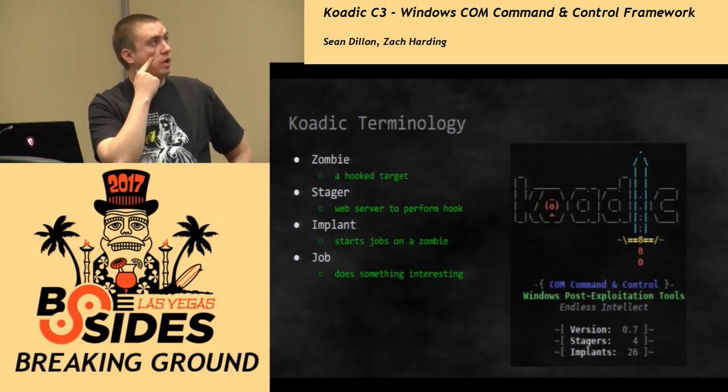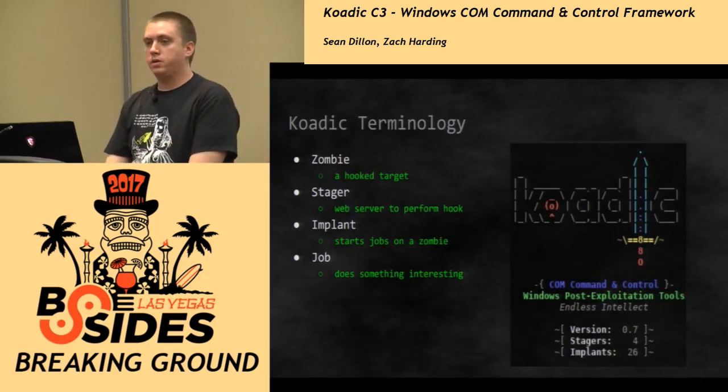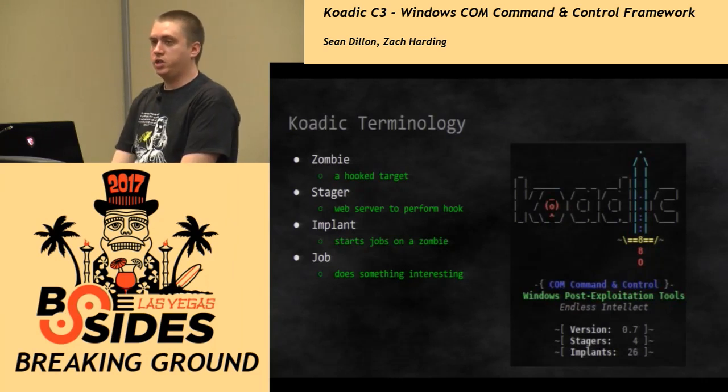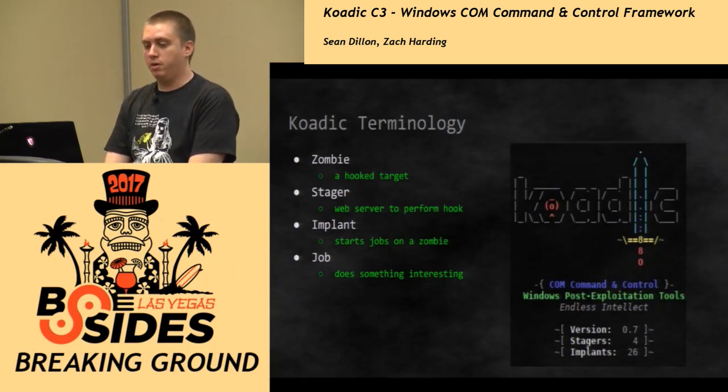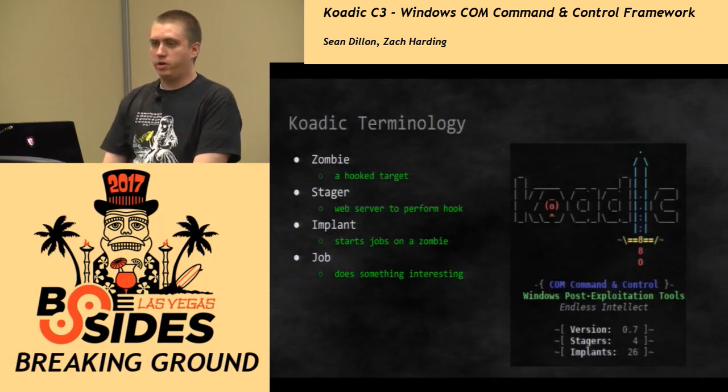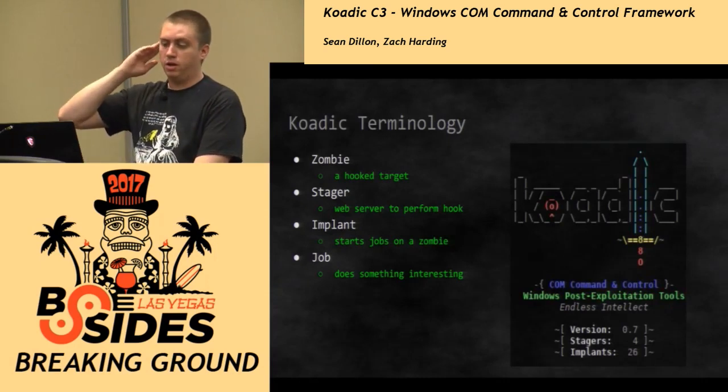I'll just talk about some of the Koadic terminology before we get into the architecture of it. So a zombie is what we are calling an agent or a session, as it would be called in Metasploit. A stager is a web server that we're spawning that is the C3 server.